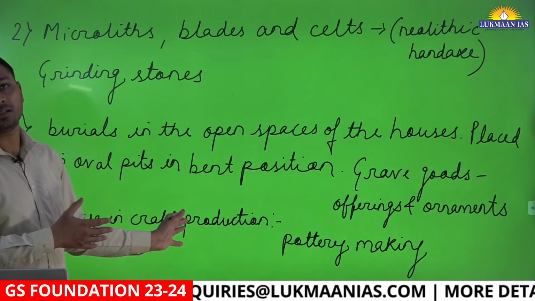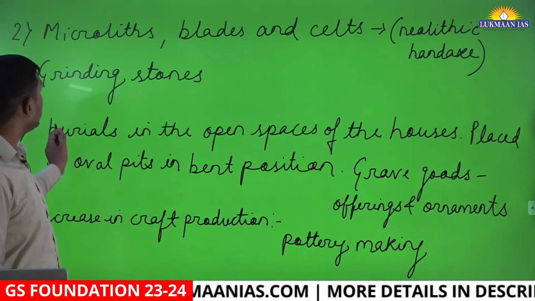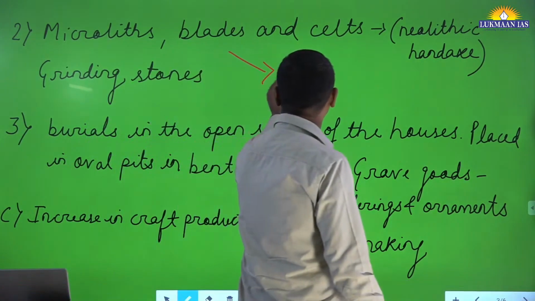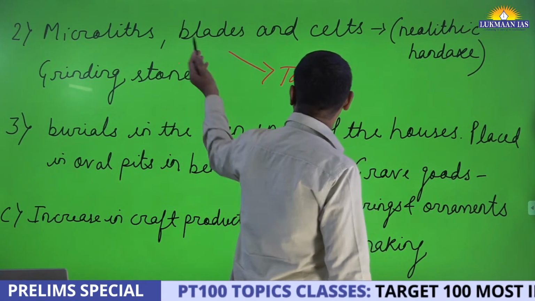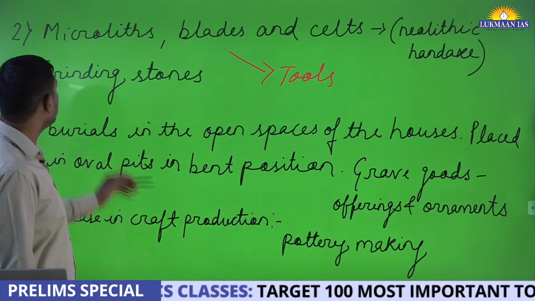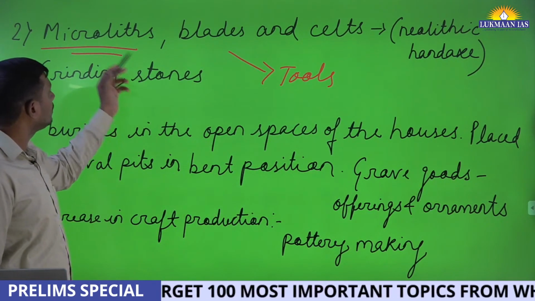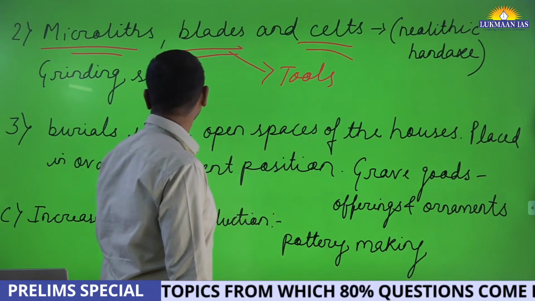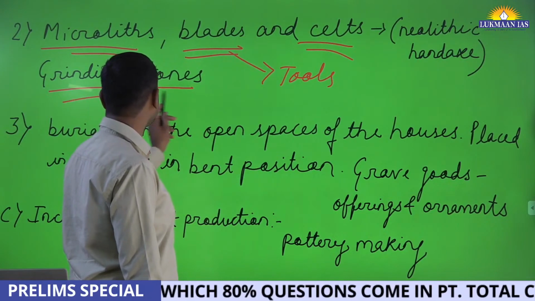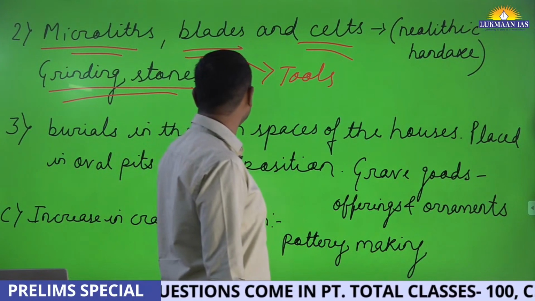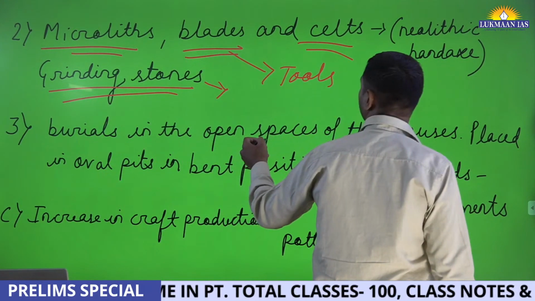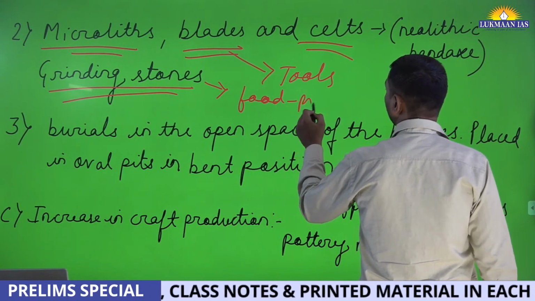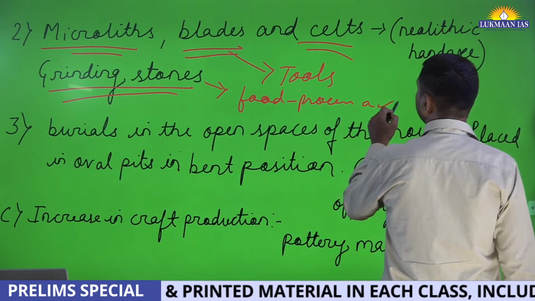So the settlement pattern we have studied in the previous slide. Now we talk about the tools. These are all the varieties of tools which have been found at the site of Mehargarh. So basically microlith tools are there. We have blades, we have celts and some grinding stones also. Basically, what does this grinding stone represent? It represents their food processing activity.